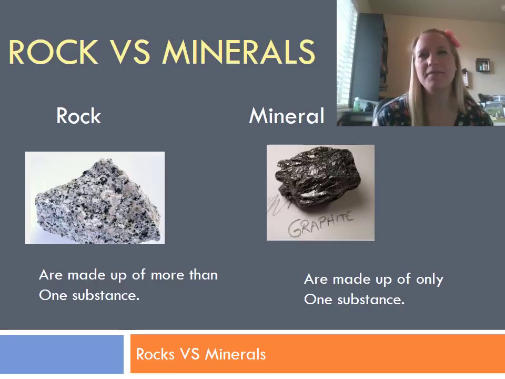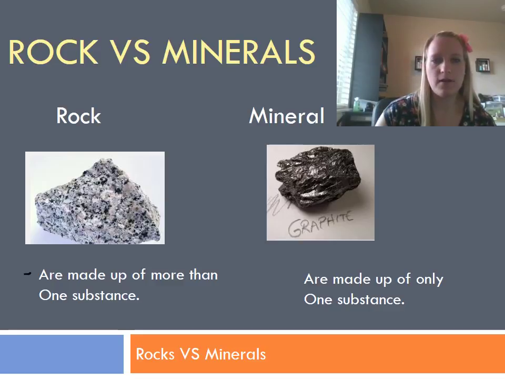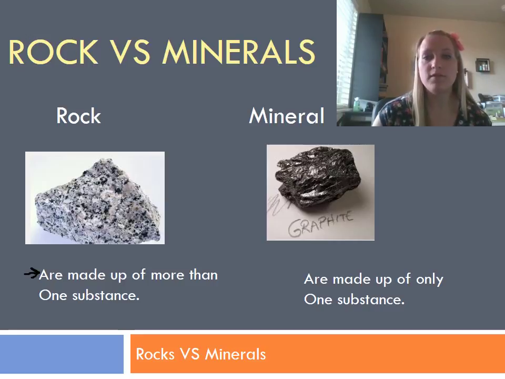So let's talk about the difference here between a rock and a mineral. So let's see, rock. Follow along with me. It says rocks are made up of more than one substance. So it has to be made of at least 2 things. But a mineral here is made of only one substance.